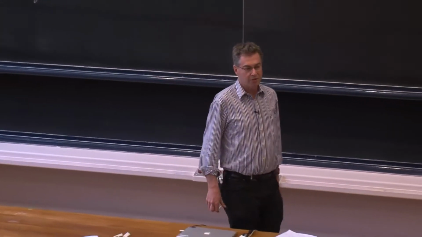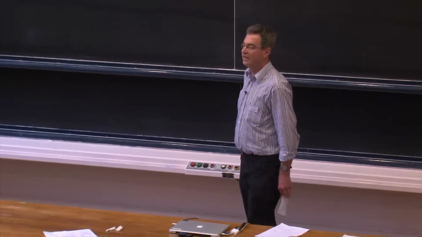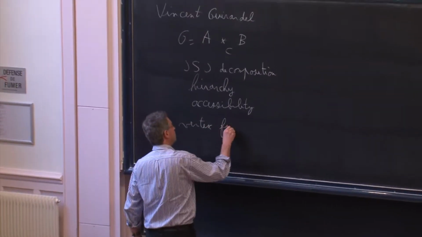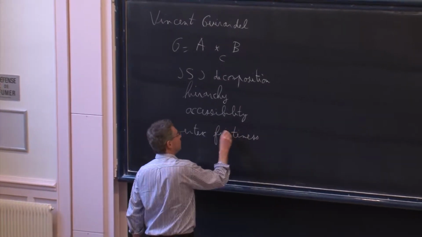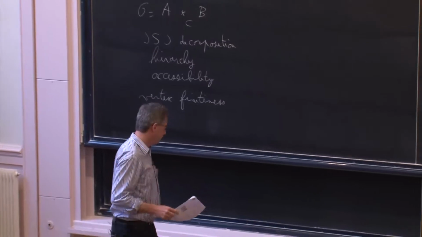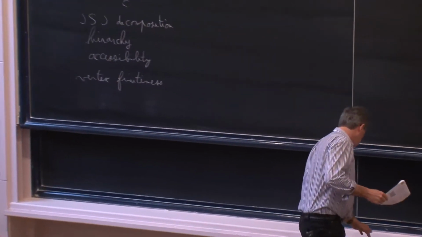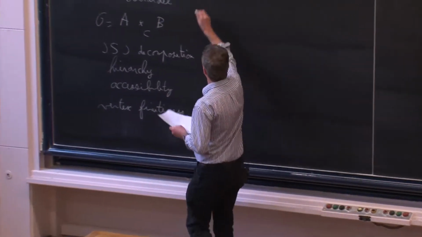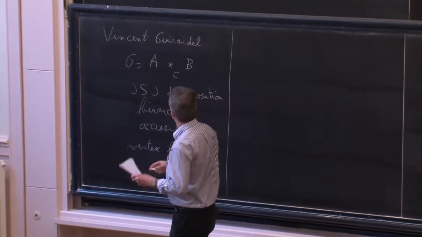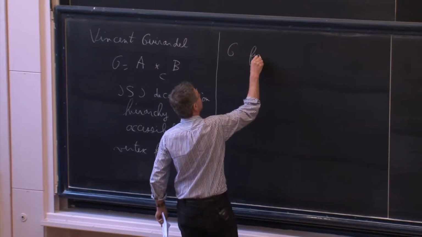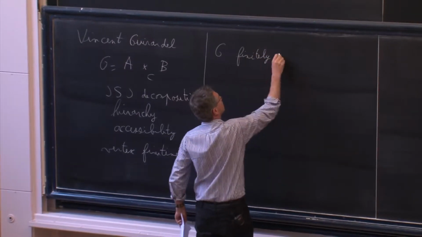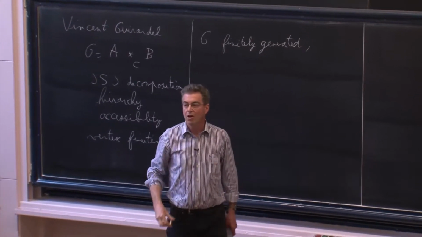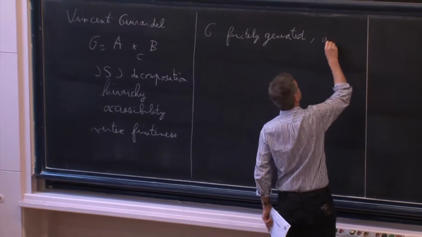And what I want to talk about today is some variation on this theme, which we'll call vertex finiteness. So let me explain what we mean by this. Okay, so we have a group G which is going to be finitely generated. And we can consider all splittings of this group, all splittings of G.